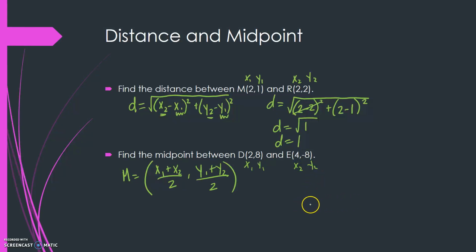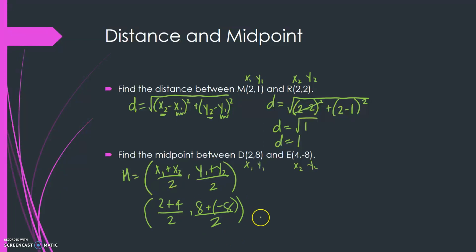Now you don't really have to do this with midpoint because you're adding, and adding doesn't care what the order is, so it really doesn't matter as long as you add your x's and you add your y's. But just for the formula's purpose, I've got x1, y1, x2, y2. So on the x side, I add x1, which is 2, and x2, which is 4, and divide by 2. y1 is 8 and y2 is -8, and I'm going to divide those by 2.